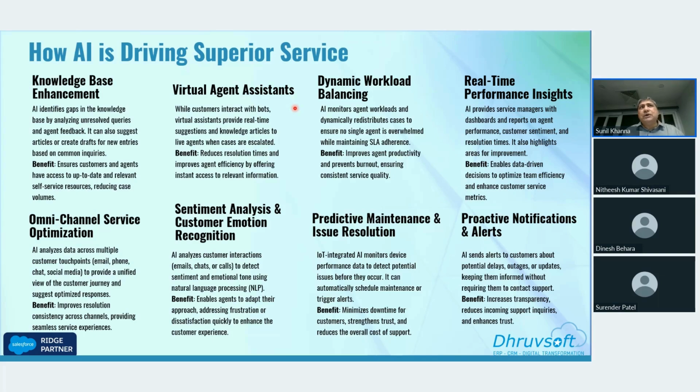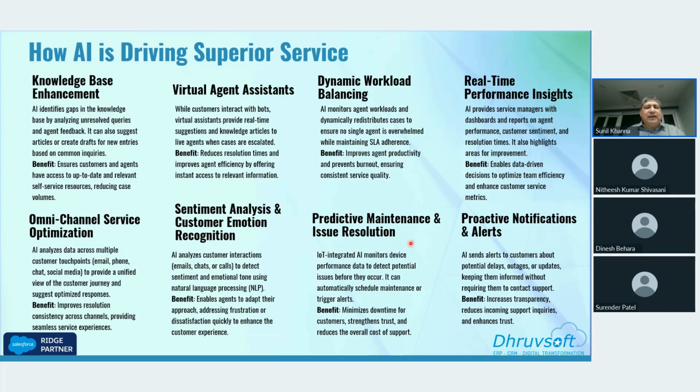And AI can also act as a virtual agent. It can be a virtual agent assistant, and also it can handle the customer directly as an agent. For this, AI can help you with the workload balancing. So it can monitor the workload of all the agents that you have, and then based on that, it can redistribute the cases among them. Some of the other things that AI can do include the sentiment analysis of what kind of emotion the customer has.